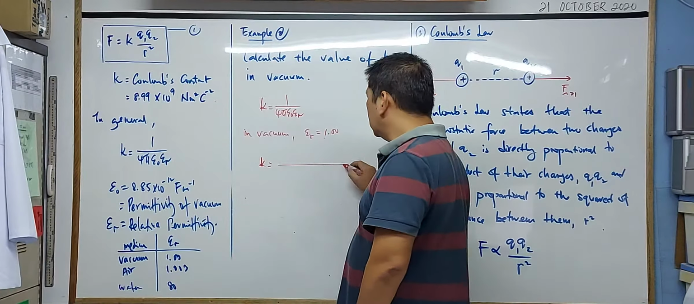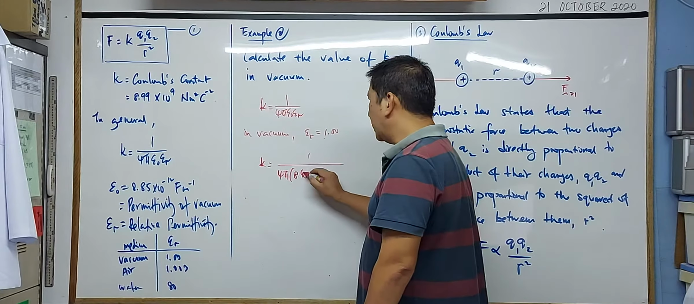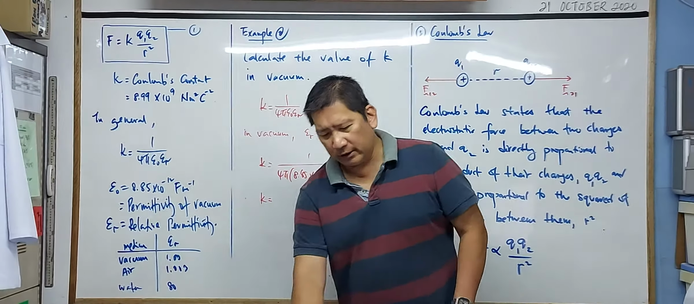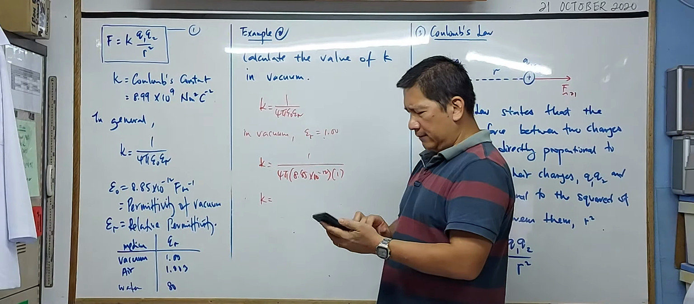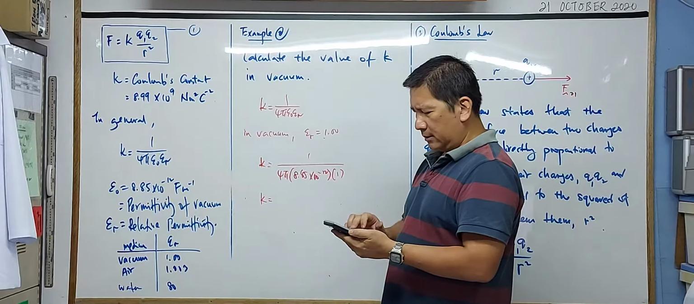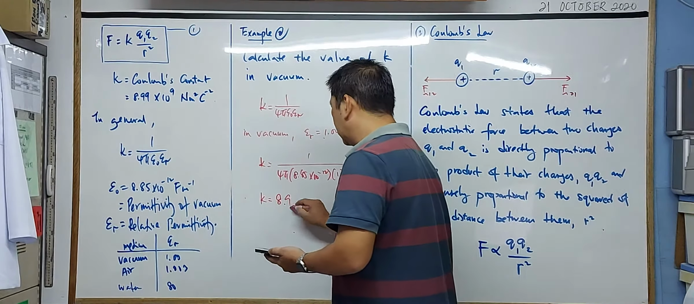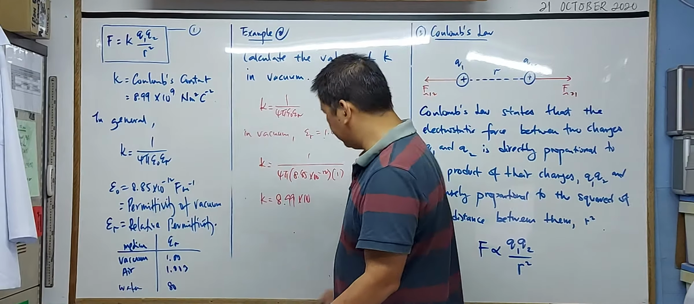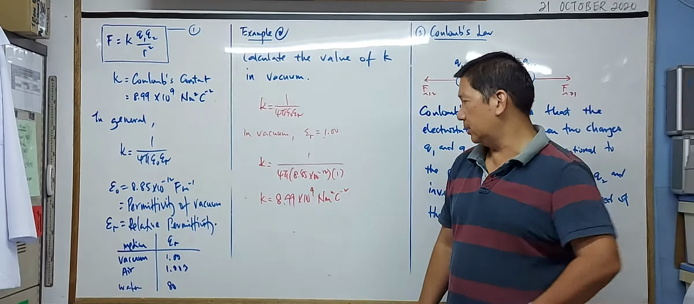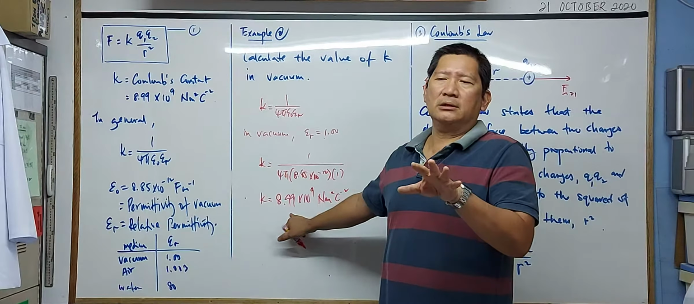Your k is equal to 1 over 4 pi multiplied by epsilon naught, 8.85 times 10 to the power minus 12, and then multiplied by 1. If you use a calculator, 4 times pi times 8.85 times 10 to the power negative 12, and we get 8.99 times 10 to the power 9, in newton meter square per coulomb square. That is the value that you use under a special condition.